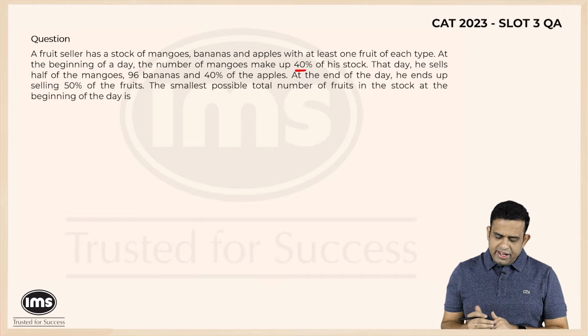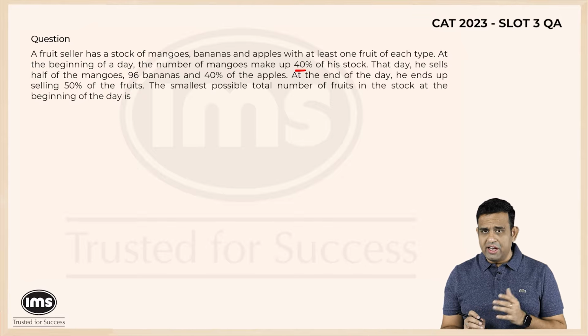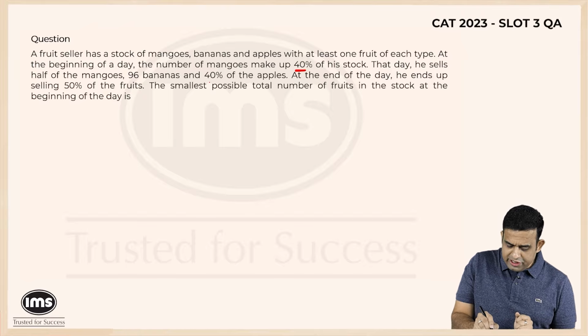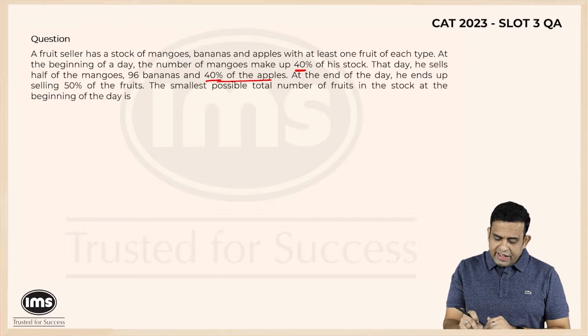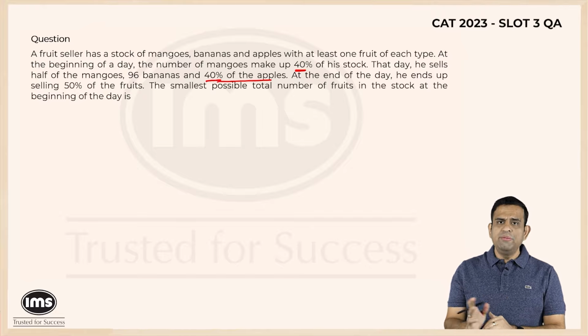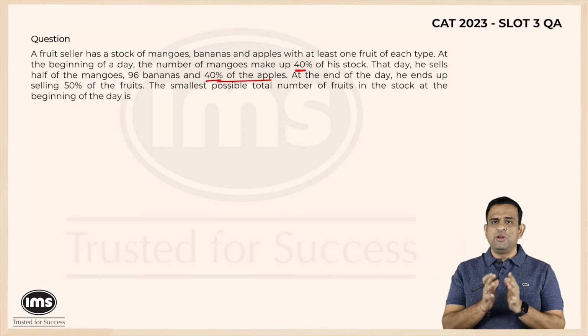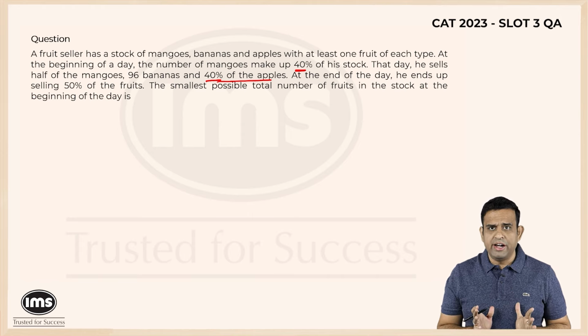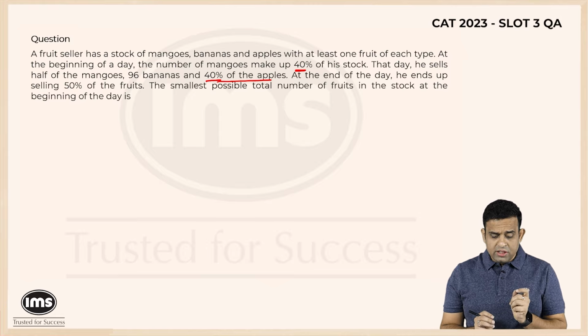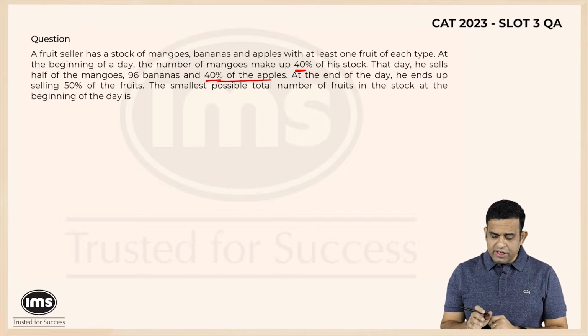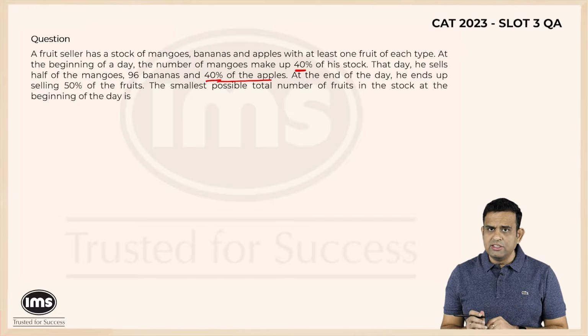Then they are saying that day he sells half of the mangoes. Okay, he is selling some mangoes, then 96 bananas, and then 40% of the apples. Again, 40% of the apples means that the number of apples should also be a multiple of 5. At the end of the day, he ends up selling 50% of the fruit. So suppose I say the total number was 100x, in that particular case, he ends up selling 50x. So the remaining is also going to be 50x. The smallest possible total number of fruit in the stock at the beginning of the day is how much?